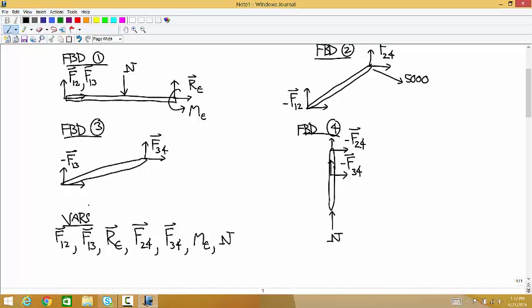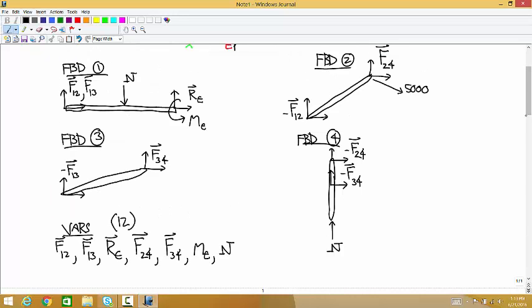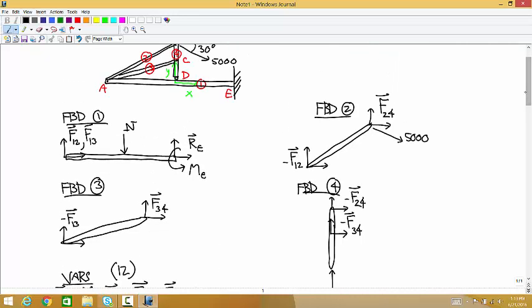1, 2, 1, 3. I don't have anything written as T here. So 2, 4, 6, 8, 10, 11, 12. So yeah, that's 12 variables. And equations, we're going to get 3 here, 6, 9, 12. So 12 and 12, and you can solve it.